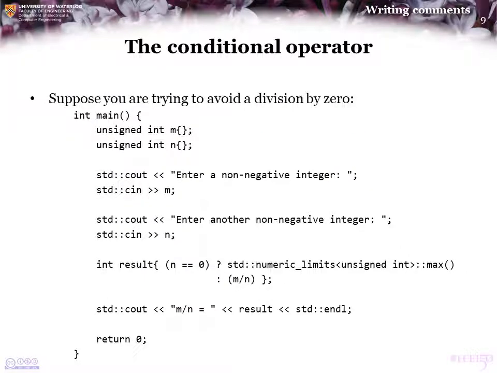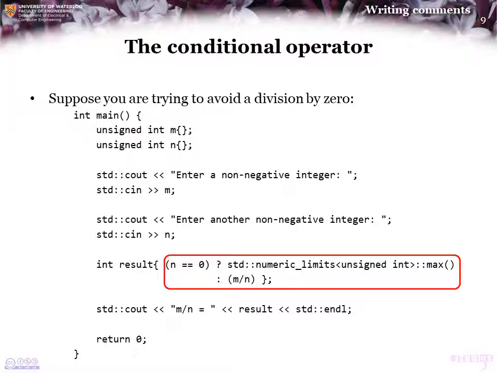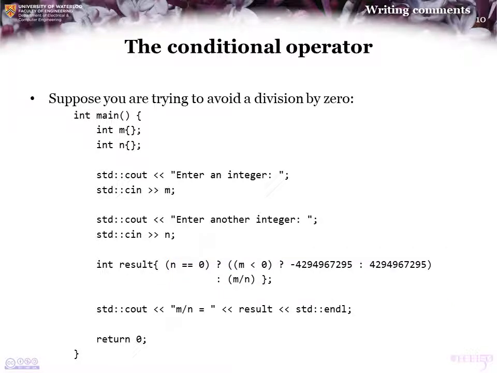So here's an example where you could avoid a division by 0 error, which would actually terminate your program. In this case, we query the user for 2 non-negative integers. Consequently, the denominator may still be 0. So if the denominator is 0, then we will initialize result with a value of the maximum possible unsigned integer. Otherwise, we will simply evaluate m divided by n, and we'll print that result, whatever it is.